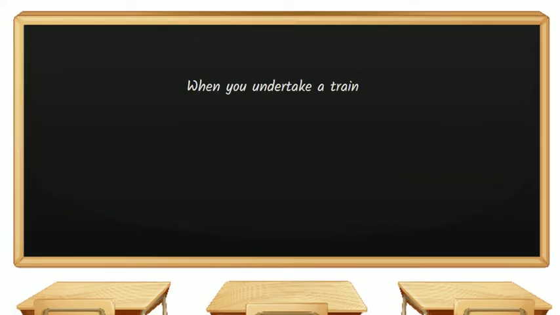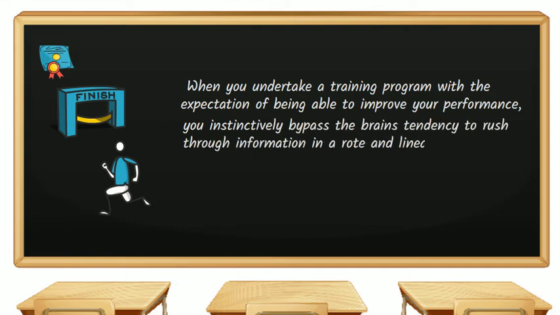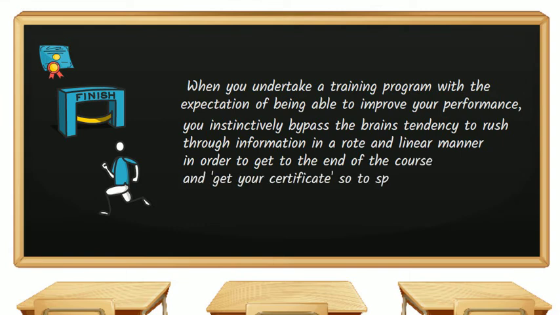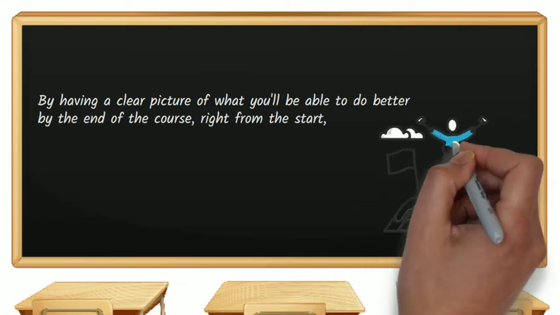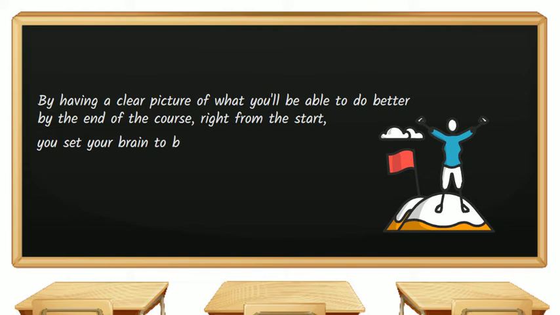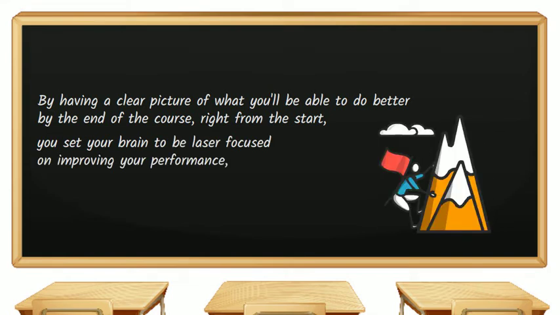When you undertake a training program with the expectation of being able to improve your performance, you instinctively bypass the brain's tendency to rush through the information in a rote and linear manner in order to get to the end of the course and get your certificate, so to speak. By having a clear picture of what you'll be able to do better by the end of the course right from the start, you set your brain to be laser focused on improving your performance rather than accumulating another mass of theory.